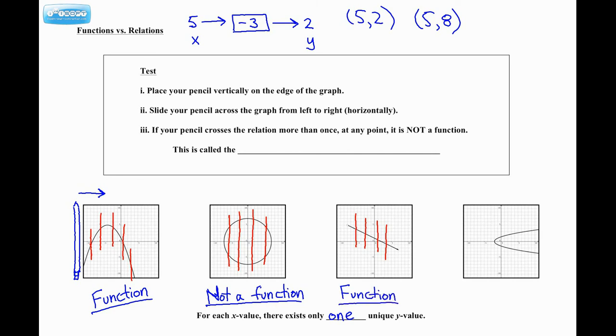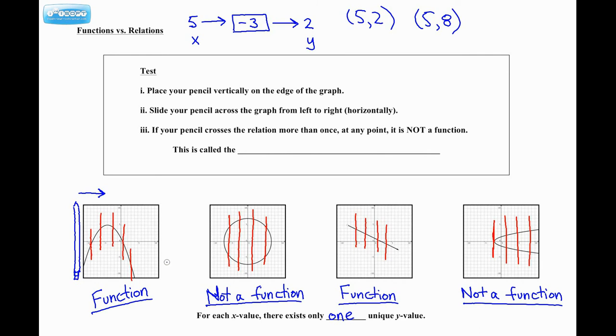And I would imagine you can tell already that this one is not a function. Why? Because when we apply our test, maybe it satisfies it right at the far end point, just touches it once, but everywhere else my pencil will cross over my relation more than once, so it's not a function. So all of these are relations, but only the first and the third one is a function.